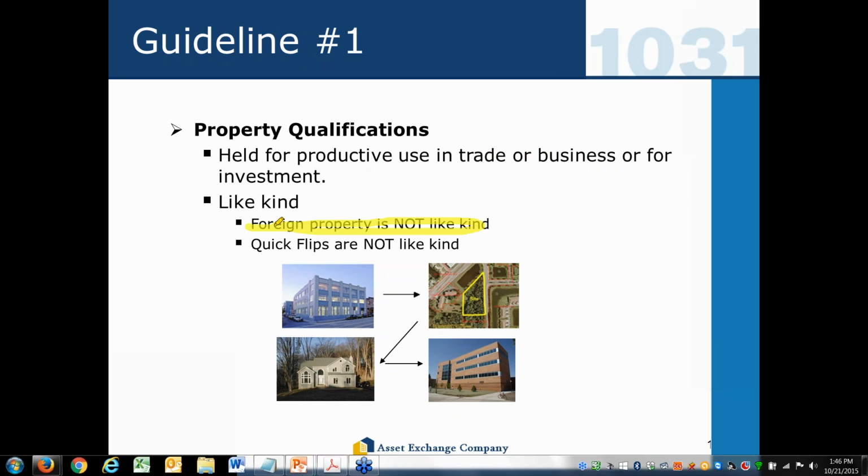However, the United States is pretty big. You sell in California, you can buy in Texas. You sell in Texas, you can buy in Ohio. Go anywhere in the country.